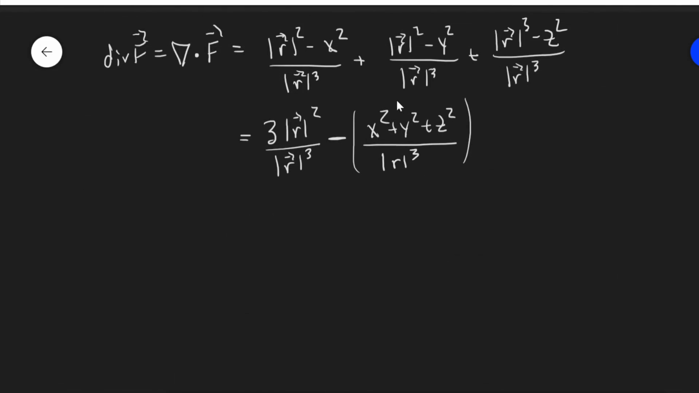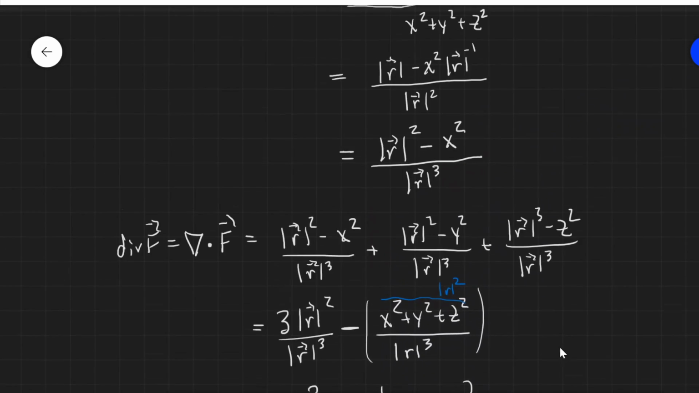And then this x squared plus y squared plus z squared, well, that's none other than magnitude r squared. And so here we pick up another magnitude r squared over magnitude r cubed, which simplifies to 1 over magnitude r. So let me just do that. So this is 3 over magnitude r minus 1 over magnitude r. And so we get out 2 over the magnitude of r. So it actually simplified really quite nicely. This is the divergence of that radial vector field.